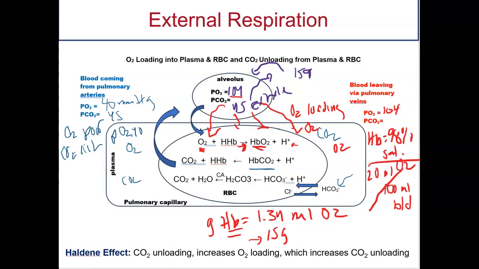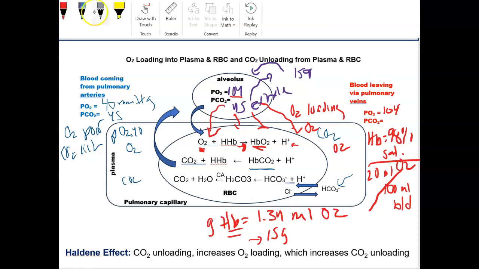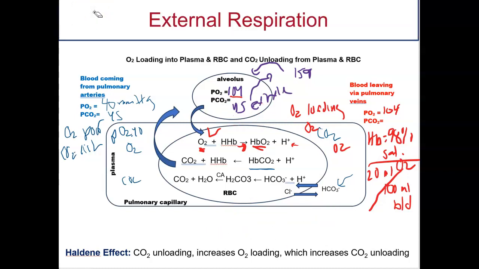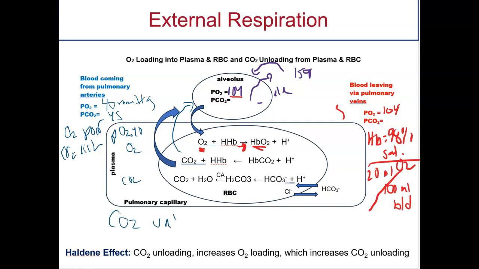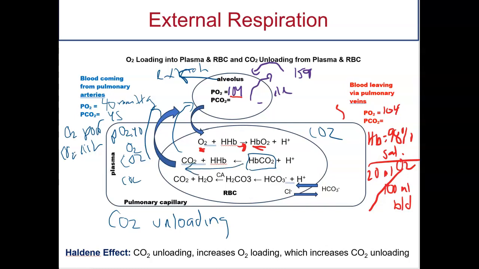Well, if we look at the CO2 part for a minute, remember that CO2 is going to be moving the opposite direction. So I'm going to get rid of some of this really quick. And we know that CO2 is going to come in and it's going to be unloaded. So we're going to have CO2 unloading because we need to get it into our alveoli so we can exhale it. So CO2, again, some of it is just dissolved in plasma and it just leaves. Some of it comes in as that carbaminohemoglobin, and then it's released.